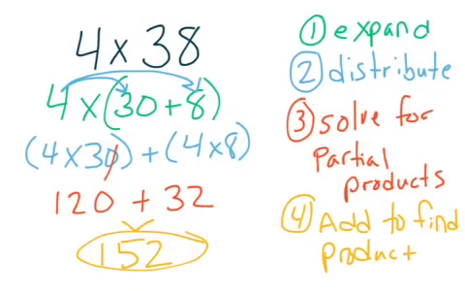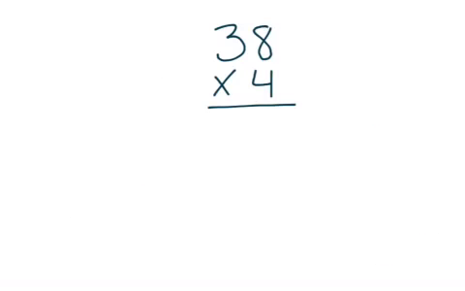The only difference with this new way, partial product way, is that we're going to look at a problem a little different. Instead of it being horizontal, it's going to be vertical, so one number on top of the other. Now the same 4 steps are going to apply. Our first step is to expand. We're going to take 38 and we're going to expand it. Off to the side, we're going to write 30 and 8.